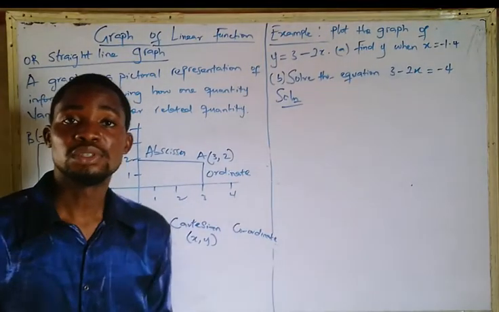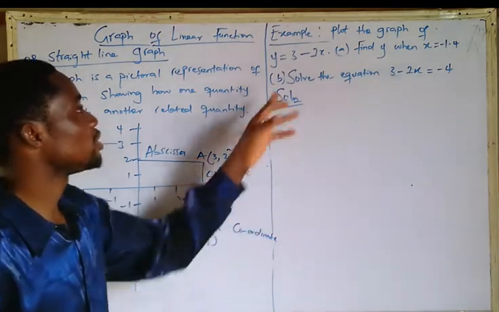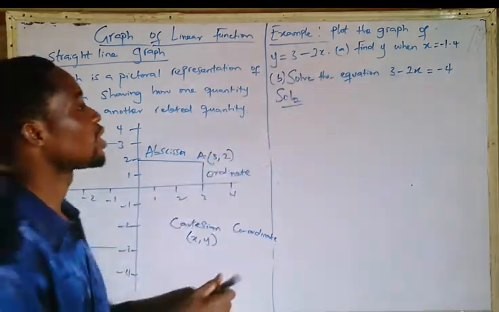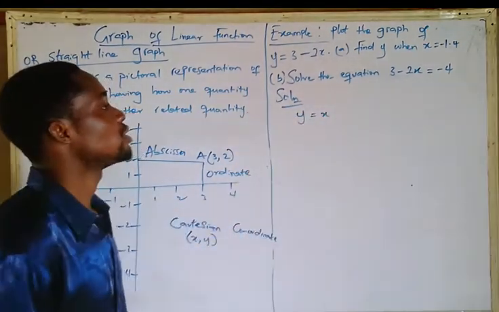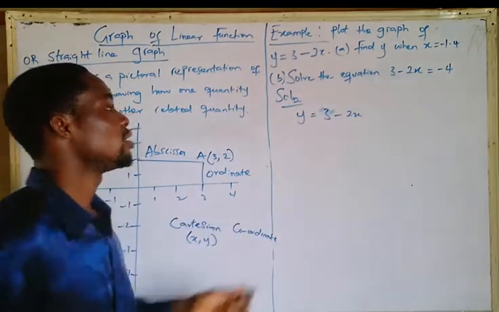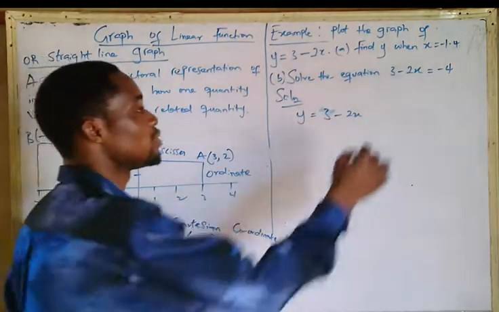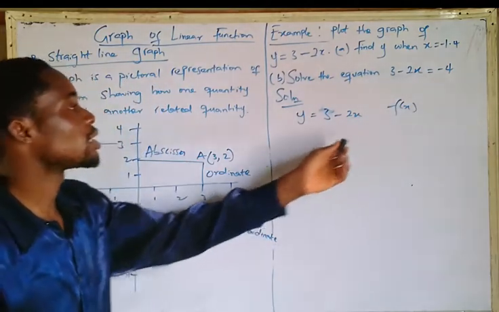To plot a graph, you basically need two variables, in which case we are given our y and our x here. In this case, my y is a function of x. That's why we have y to be 3 minus 2x. Or I can also represent my y as f of x, a function of x.